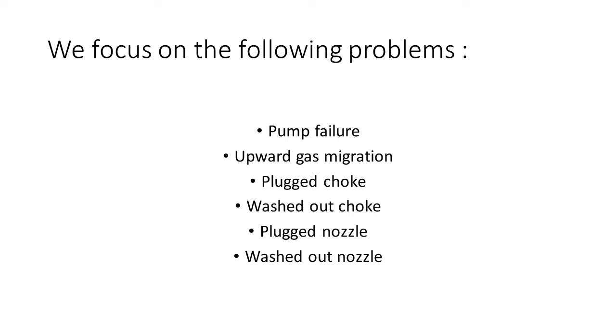Here we'll look at pump failure and gas migration, plugged and washed out chokes, and also plugged and washed out nozzles. I'd also like to mention a string washout. Chapter 10 discusses what to do when you have a washout in the string. You can identify a string washout above the kick by seeing drill pipe pressure become equal to casing pressure when the pumps are shut down. If the kick is already above the washout, it becomes much more difficult to differentiate between a string washout and a bit washout.